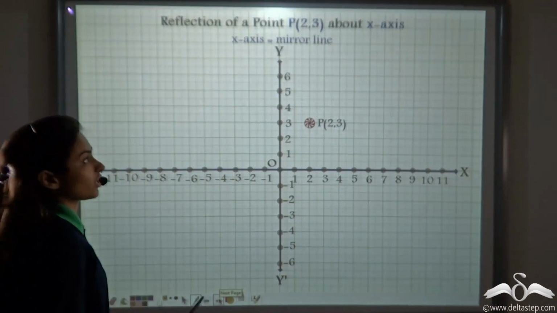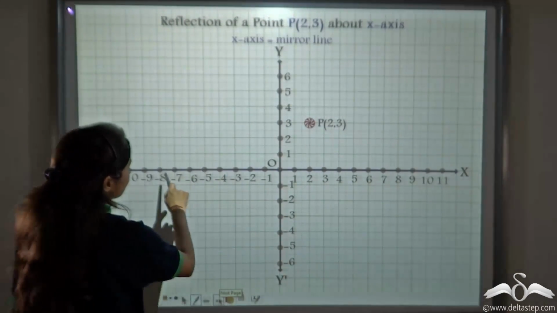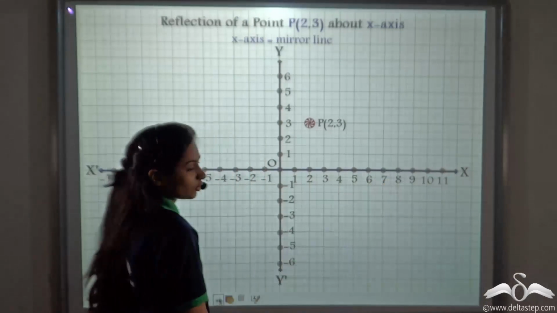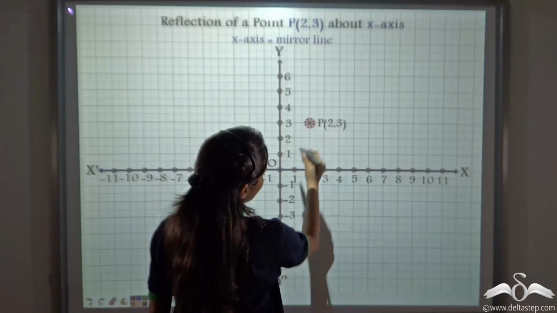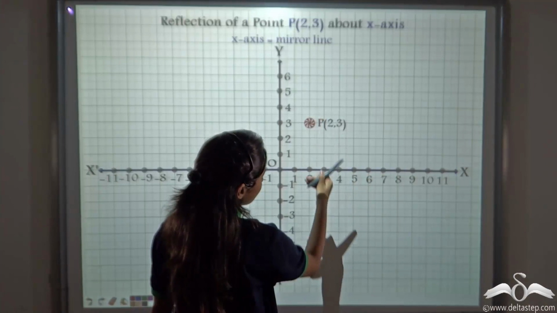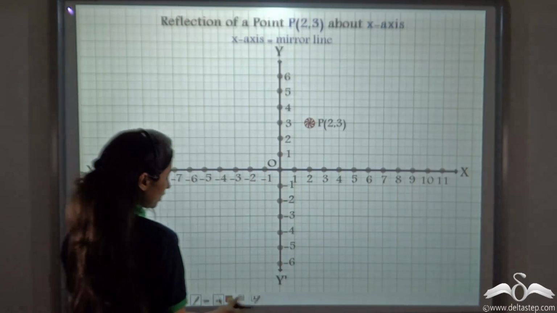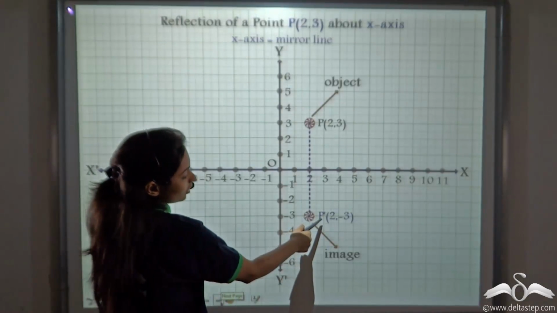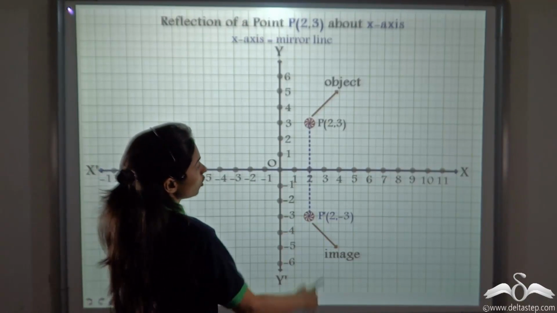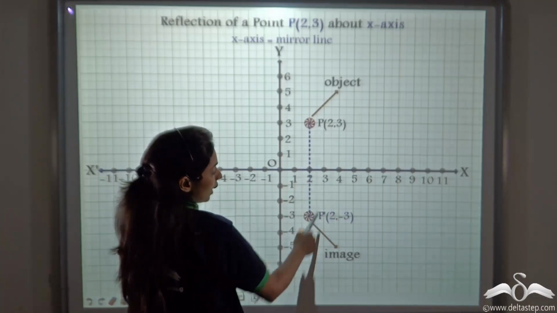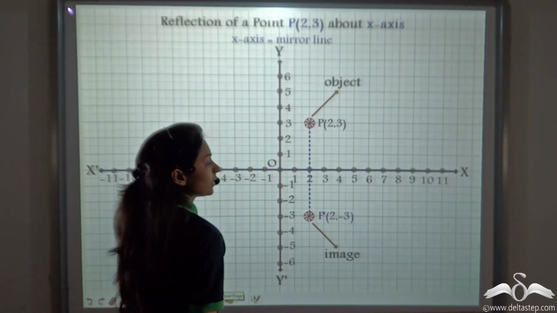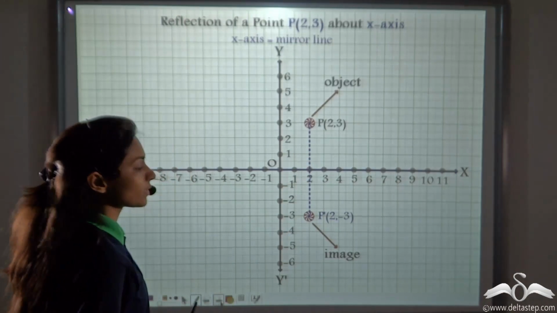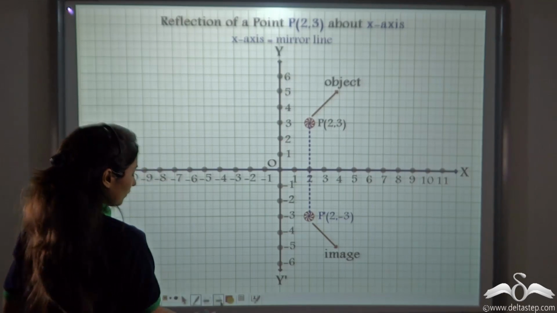Now let's do reflection. We have taken the X-axis as its mirror line. So this is the object, this is the mirror line. So we'll get the reflection somewhere here. Let's see where we get the reflection. See, we are getting the reflection as P dash. So this was the object P and we got the image as P dash. Now how did we get it so accurately? Let's see.